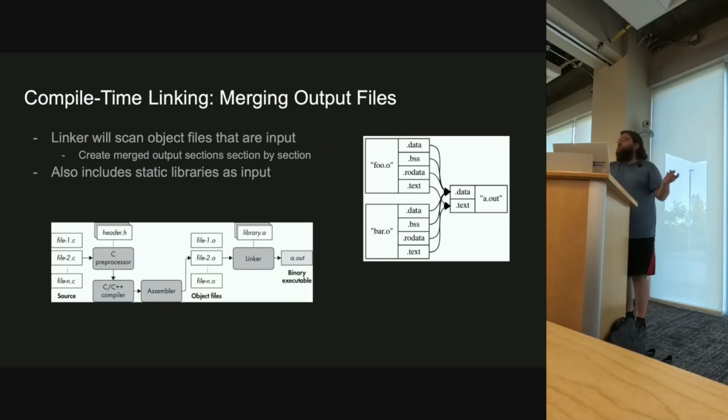So for merging object files, like I mentioned earlier, we're going to bring back this diagram. The linker is going to scan all of the object files that are input, including your static archives that you pass to the linker, and static archives that are implicitly passed to the linker by the compiler driver. For example, it's going to implicitly link libc unless you tell it not to. It's going to scan through all those and merge all those sections into your final executable. So that's the basics of merging object files.